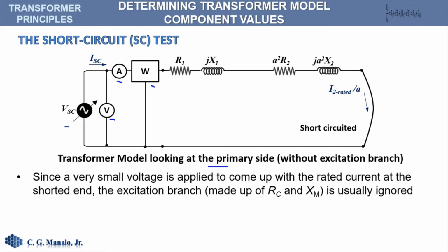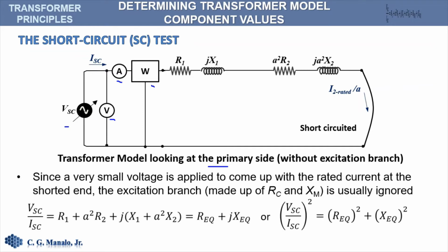We can apply KVL there, and that will give us this equation in phasor form. We can combine these first two terms and rename it as this one. And likewise for these two last terms, we can combine that to become this term.